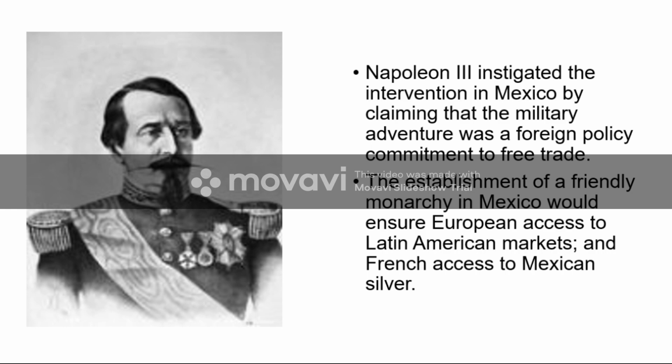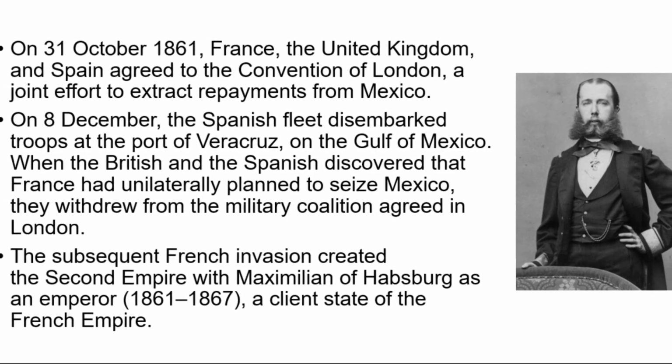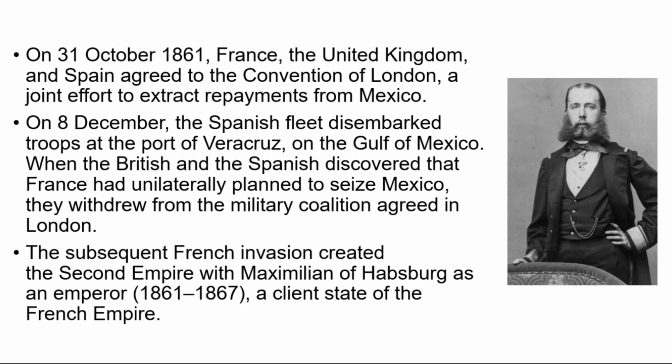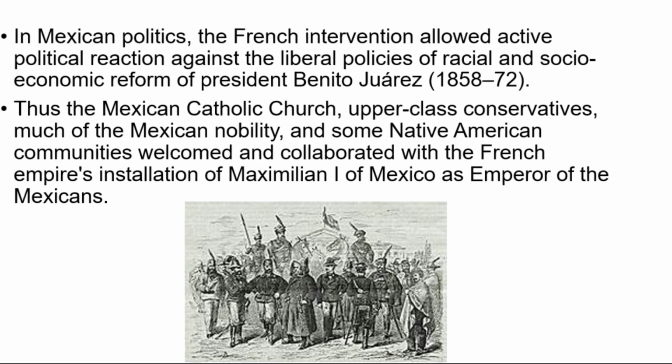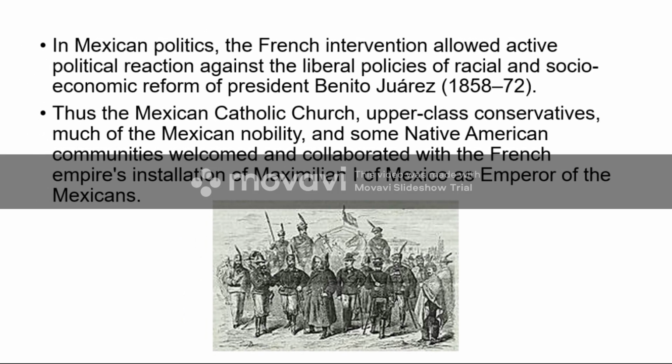This invasion created the Second Empire of Maximilian of Habsburg. The French Empire withdrew from Mexico and abandoned the Austrian Emperor of Mexico. The Mexicans executed Emperor Maximilian on June 19, 1867, and restored the Mexican Republic.